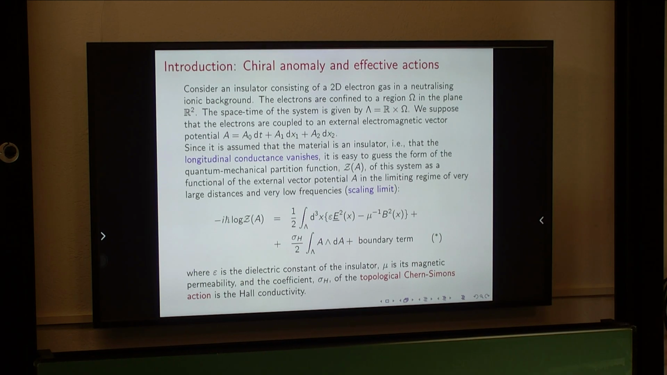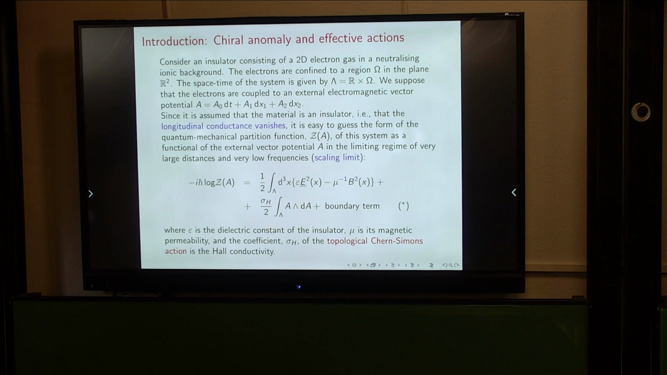Now I compute the logarithm of this partition function. I multiply by minus i h-bar. This was in fact missing. That's why I had to upload, the minus i h-bar was missing. So it would have been a terrible mistake. And so you can guess the form of this.